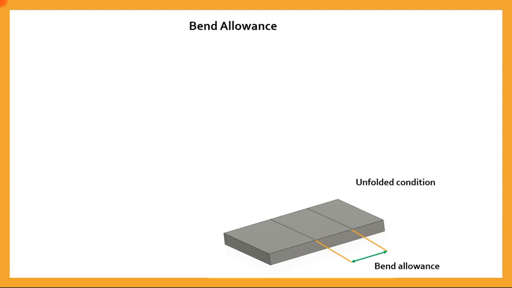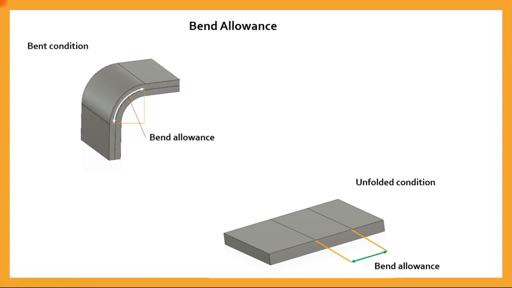As you can see over here, there is some distance which is shown as bend allowance, and that same distance, once it is bent, will be in the form of an arc. So the length of this arc is called the bend allowance. It is important that the bend allowance is considered while generating the blank for the bending, because without considering the bend allowance, the overall dimensions of the part will not match the design intent.